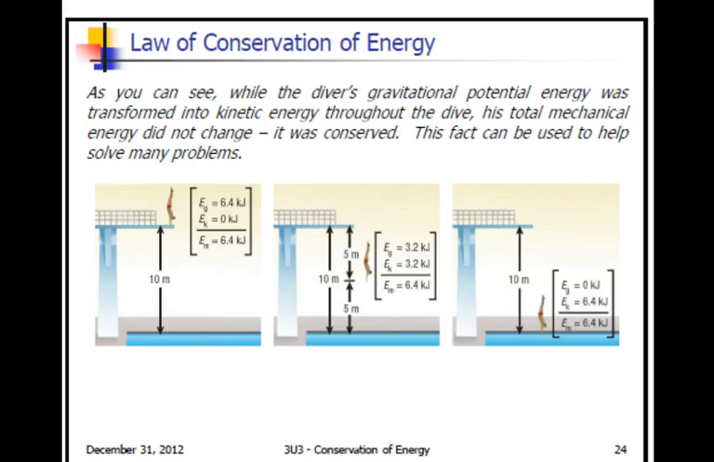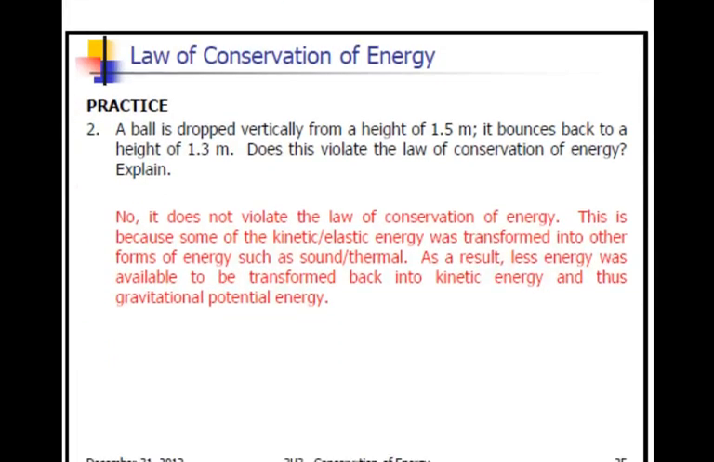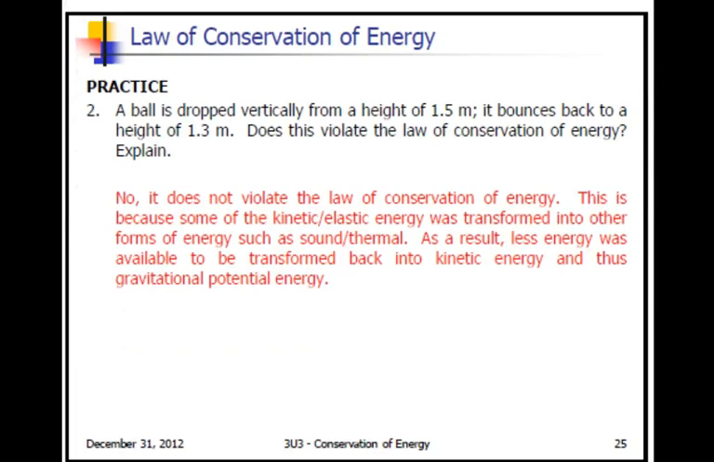And at any point between picture 1 on the left and picture 3 on the right, the sum of the Eg plus the Ek will be 6.4 kilojoules. So here's some questions to consider. A ball is dropped vertically from a height of 1.5 meters. It bounces back to a height of 1.3 meters. Does this violate the law of conservation of energy?